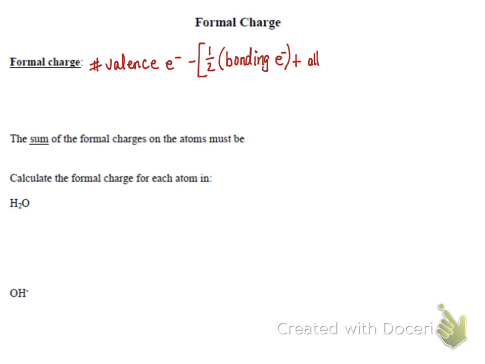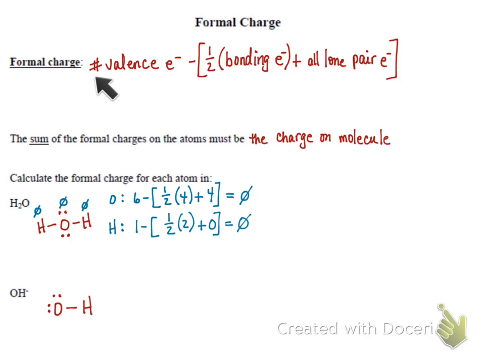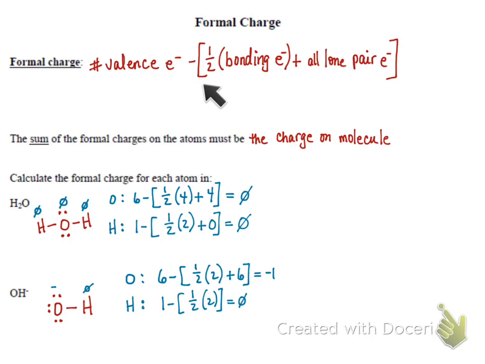Okay, formal charge gives us a way of figuring out which resonance structures make the most sense. The formula for formal charge is, for each atom in the molecule, you look at the number of valence electrons and then subtract half of the bonding electrons plus all of the lone pair electrons. And the number that you come up with is the formal charge on that atom. The sum of all the formal charges must always be the charge on the molecule. So if it's neutral, they have to add up to 0. If it has a charge, all the formal charges have to add up to that charge.